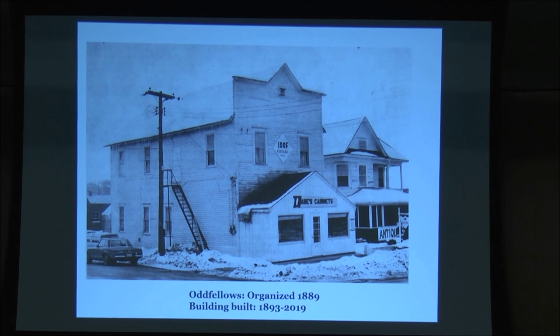Now, in addition to the Odd Fellows, the Masons organized in 1891. They actually don't build their own building until 1922. But between the two groups, we have organizations for men to meet together, and then of course these organizations also have groups for the women. So the International Order of Odd Fellows, which is what IOOF stands for, has the Rebeccas, and then the Masons have the women's group called the Order of the Eastern Star.